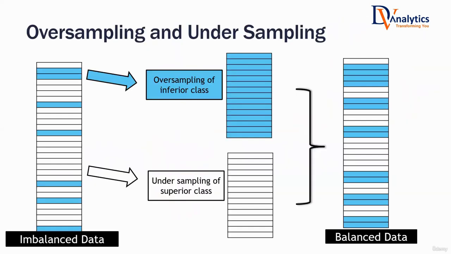This is known as oversampling and undersampling. Very simple concept. Basically, the blue color here indicates these are all the bad customers. This is the inferior class, the class that is less frequent. You do the oversampling of them. The remaining rows are the superior class. You do the undersampling of them. Then you combine these two. This will be the balanced data. Then you build a model on this balanced data.